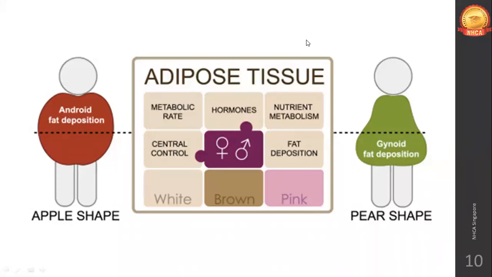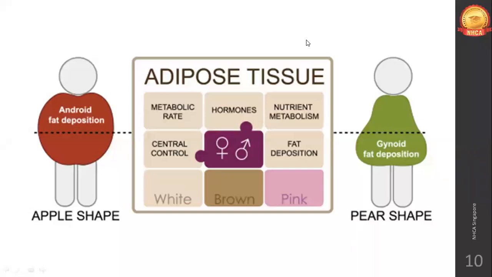It's the fat cells. It's the cells which store fat. And adipose tissues are also responsible for making hormones. For example, in females, adipose cells are responsible for making testosterone, and in males, adipose cells are responsible for making estrogen. The main hormones of the opposite gender are made by the adipose cells.